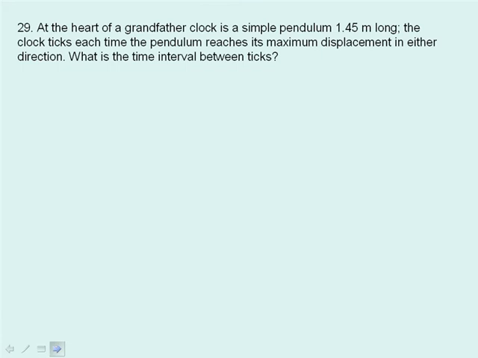It says that the heart of a grandfather clock is a simple pendulum 1.45 meters long. The clock ticks each time the pendulum reaches its maximum displacement in either direction. What is the time interval between ticks?